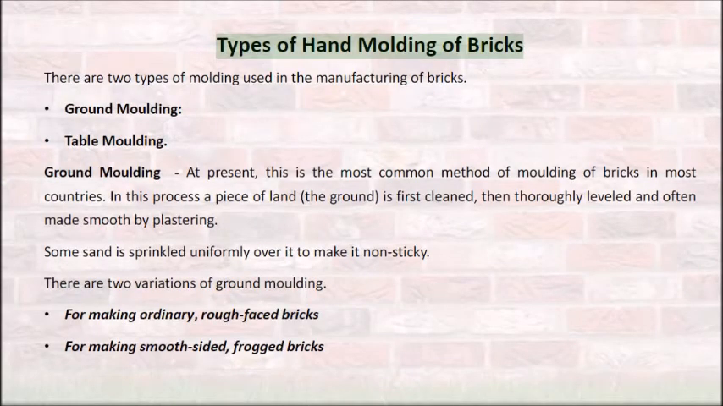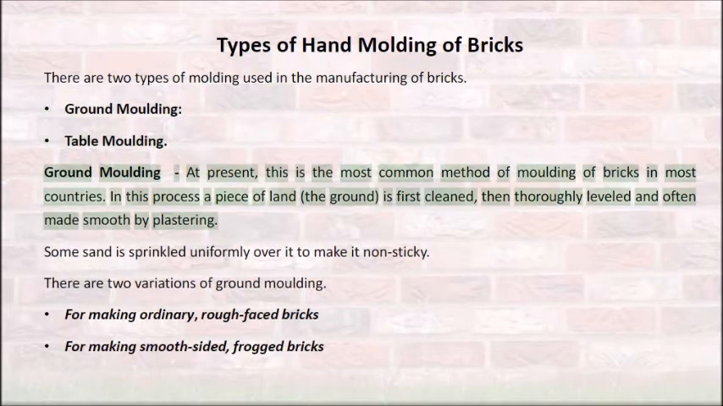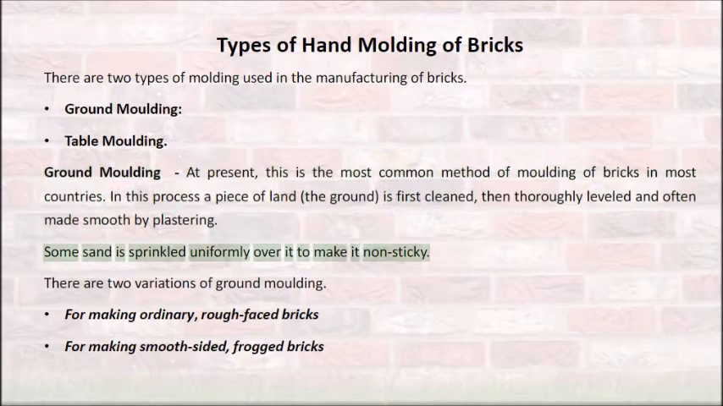Types of hand moulding of bricks. There are two types of moulding used in the manufacturing of bricks. Ground moulding. Table moulding. Ground moulding. At present, this is the most common method of moulding of bricks in most countries. In this process, a piece of land, the ground, is first cleaned, then thoroughly leveled and often made smooth by plastering. Some sand is sprinkled uniformly over it to make it non-sticky.